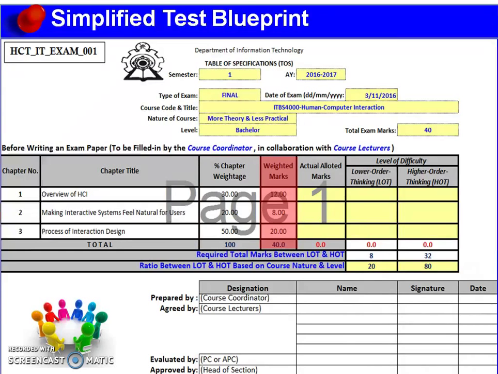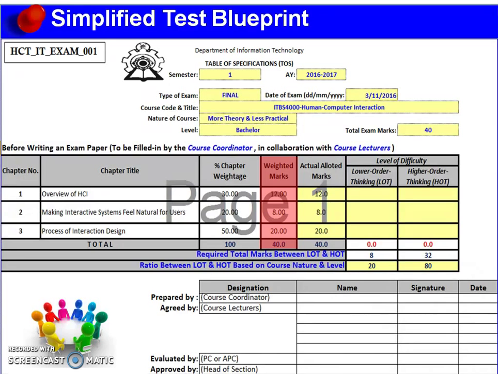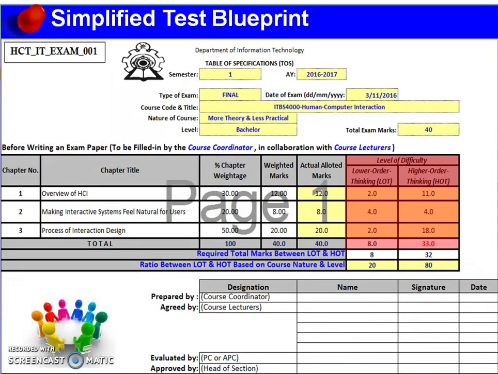The next column contains the weighted marks, which the spreadsheet automatically computes using the formula shown on the screen. The next column contains the actual allotted marks, which sometimes bear decimal values, so the SMEs are given the flexibility to either round it up or round it down or keep the same value of the weighted marks. And finally, we have the level of difficulty column that shows the LOTS and HOTS columns.